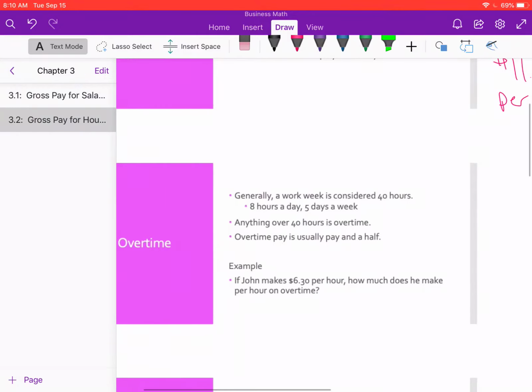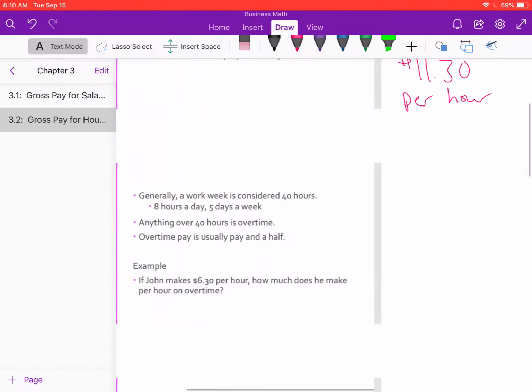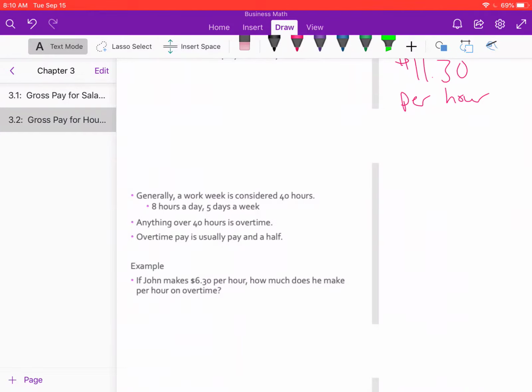So if John makes $6.30 per hour, how much does he make per hour on overtime? So we take his hourly rate times 1.5. And we get $9.45. So that's his overtime rate.